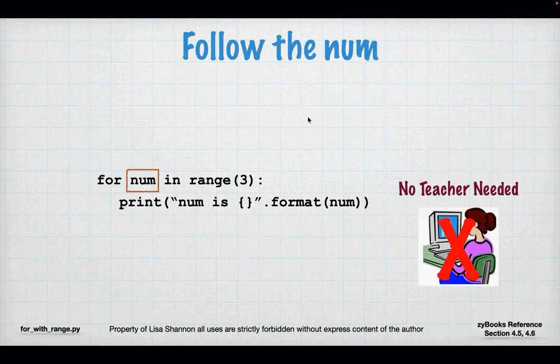So let's follow the numbers. There's no teacher needed. What does range do? Range creates a sequence, 0, 1, and 2. It's going to say 0. It's going to print num is 0. I'm going to go back up to the top of the loop. 0 goes away.